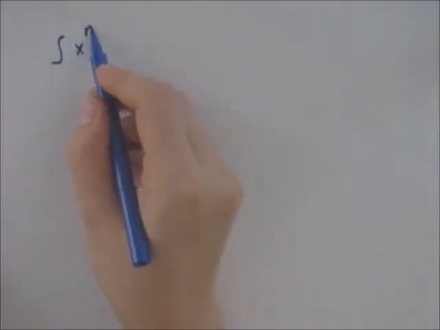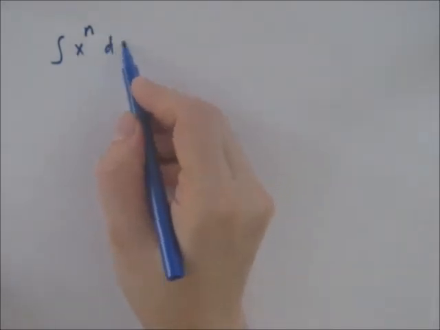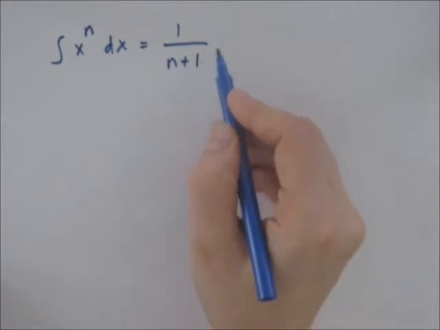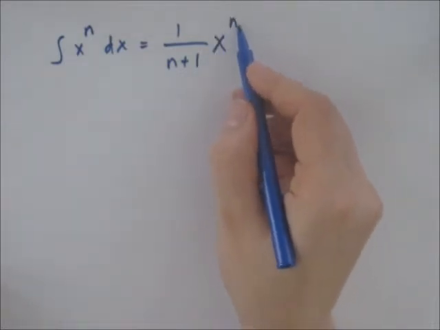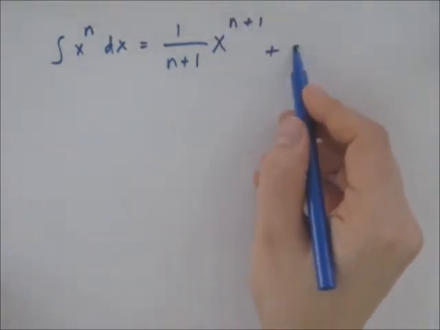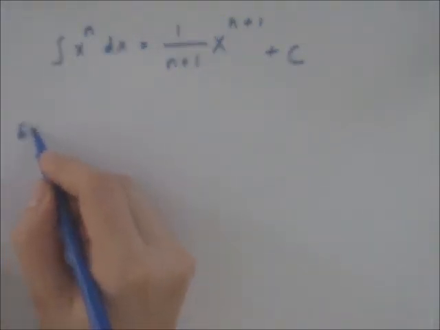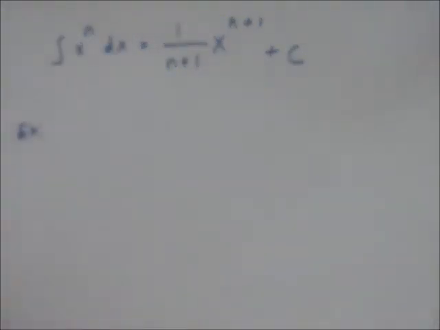Let's look at the next one. Let's do one example for the power rule. One example for the integral of x to the n dx equals 1 over n plus 1, x to the n plus 1, plus c. We will do one example.